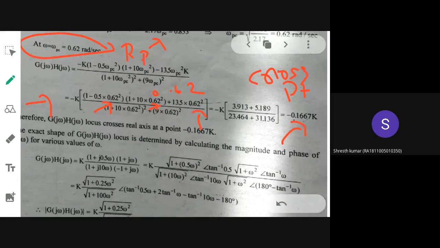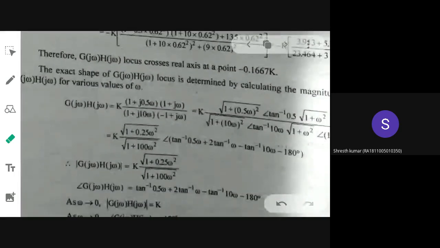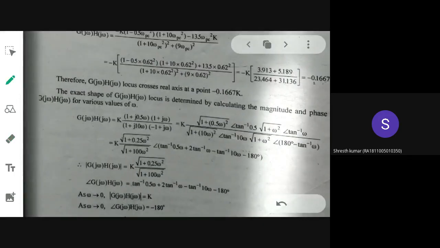So for that they have adopted the usual polar plot procedure. You know how to draw a polar plot. First thing is, the given equation you are going to write in terms of magnitude and phase angle. So the given equation is this one, and they are writing the magnitude part here. These are all the magnitude parts, and the adjacent parts are all the angles for all the factors that are given. So you have to separately write the angle and the magnitude.